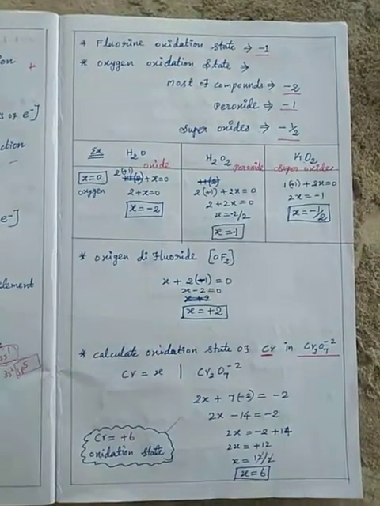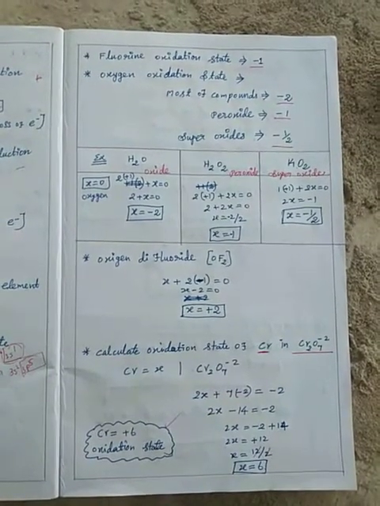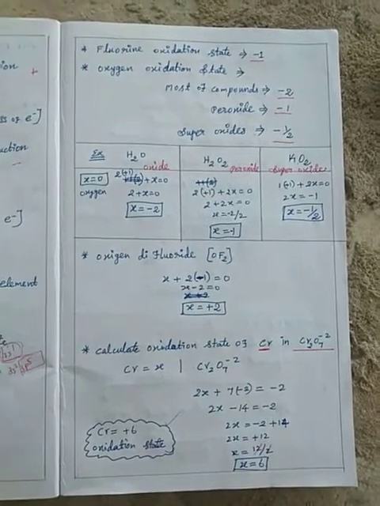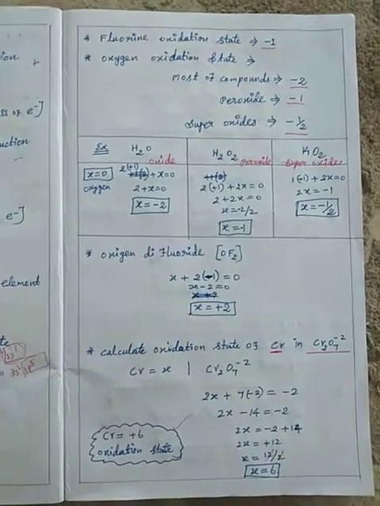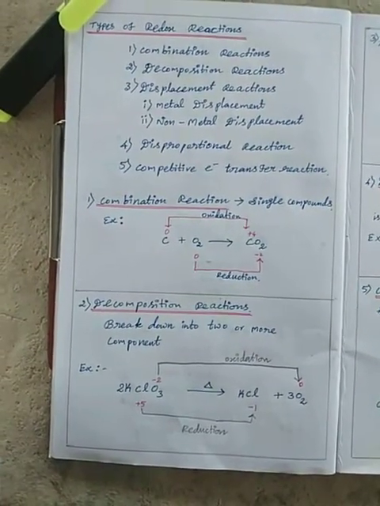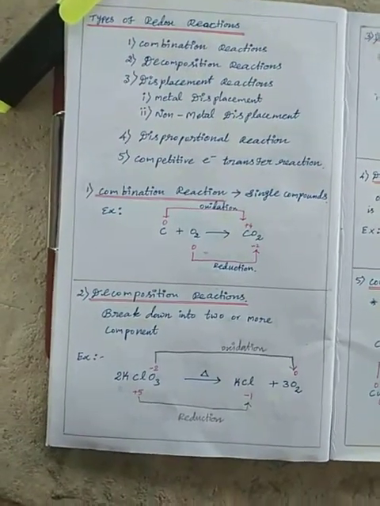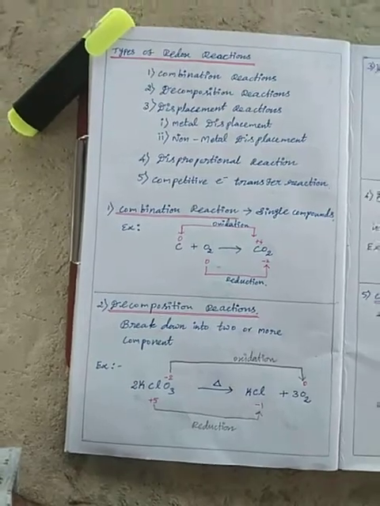Next, what is meant by redox reactions? A chemical reaction in which reduction and oxidation happen together is called a redox reaction. So next we will discuss the types of redox reactions. We already discussed what is meant by a redox reaction: the same chemical reaction has both reduction and oxidation.